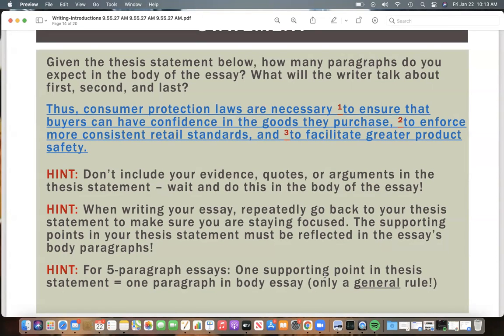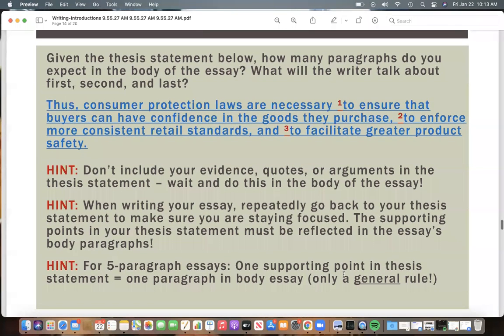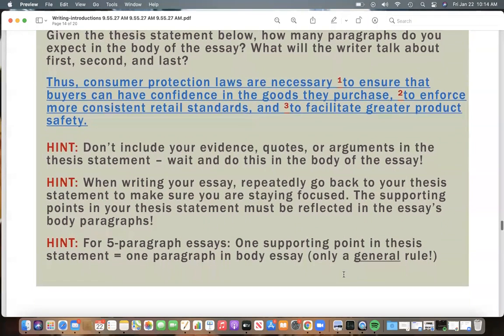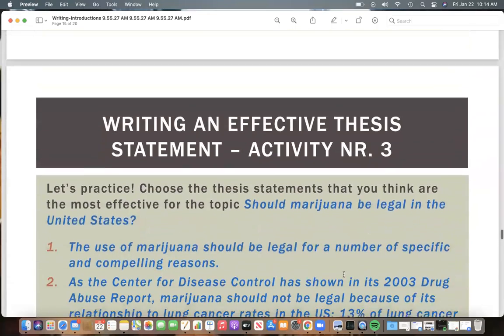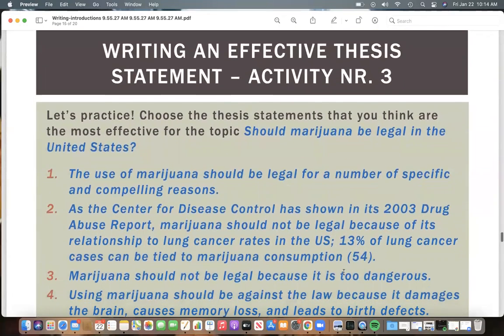When you're writing your essay, if you've already written an introduction with a thesis statement, go back to your thesis statement to make sure that you're staying focused. Your essay should be about what your thesis statement said it was going to be about. And for 5-paragraph essays, like intro, 3 body paragraphs, and a conclusion, one supporting point in the thesis statement should be 1 paragraph in the body. And that's only a general rule. Every essay is different, but like I said, that's tried and true, and it works well and keeps you organized.